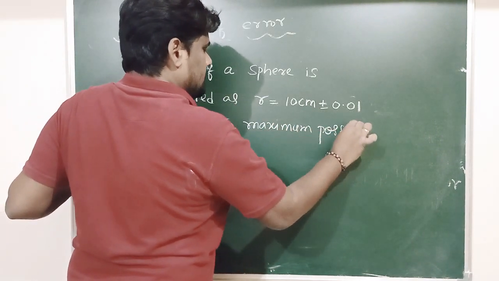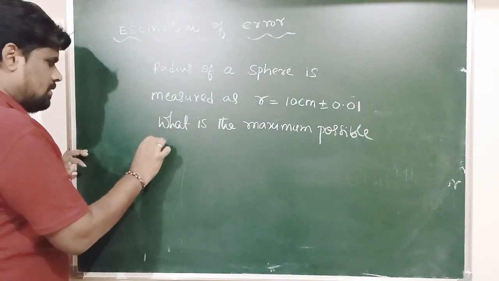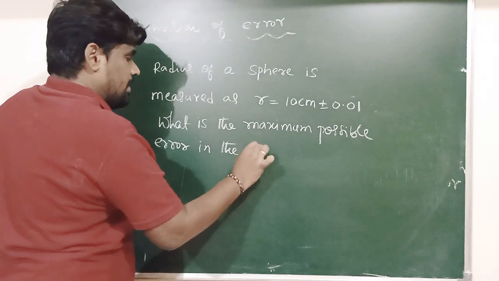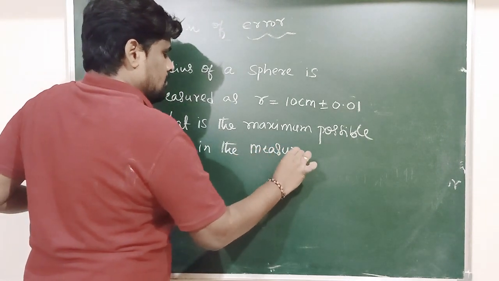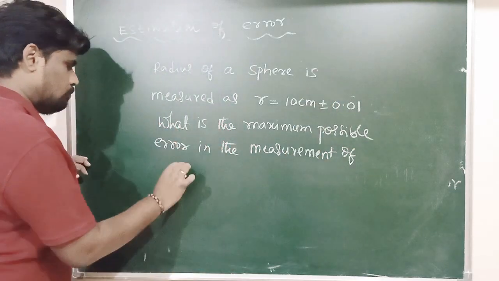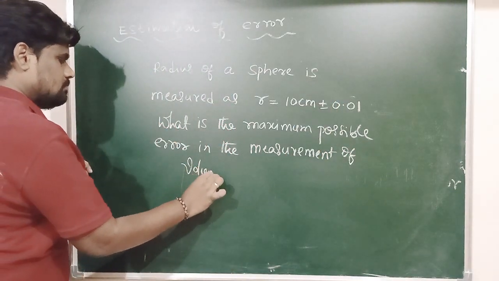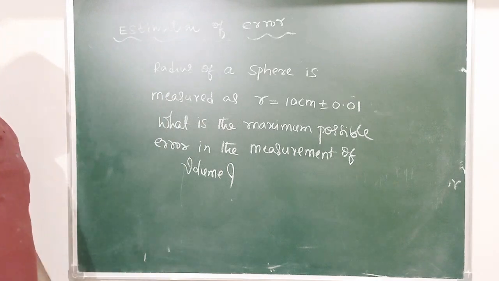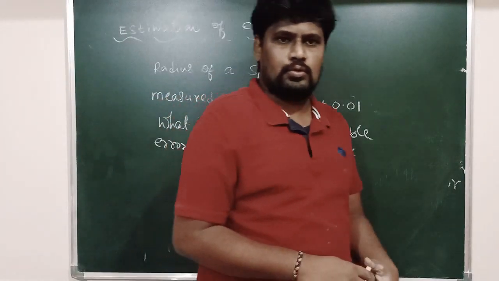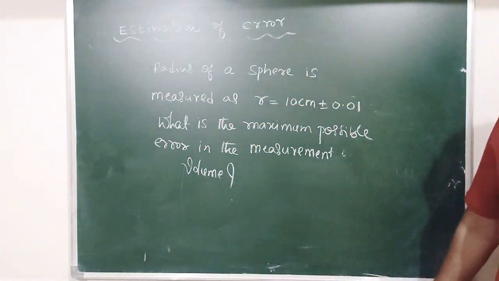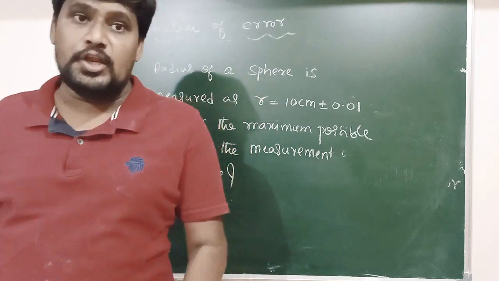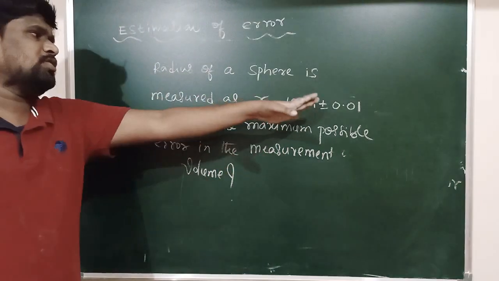Possible error in the measurement of volume. Notice, a radius of the sphere is given, but they are asking you to determine the error in the volume. Error in the volume of a sphere is due to the error in the estimation of what?